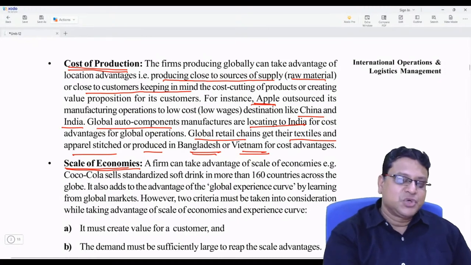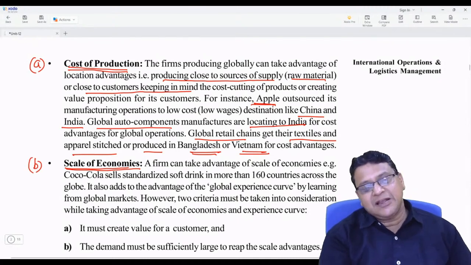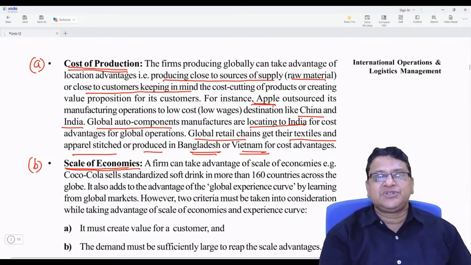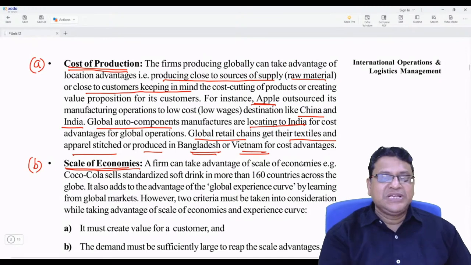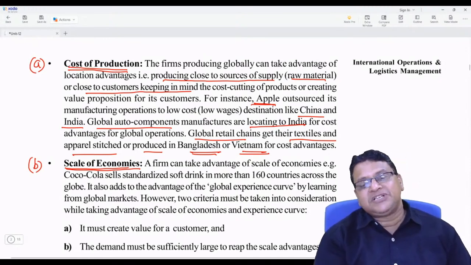Next, 2 things you have to consider. One is cost of production, another is economies of scale. What is economies of scale? When you produce a product in large quantity, per unit cost comes down. This is known as economies of scale. So each and every organization tries to attain economies of scale.